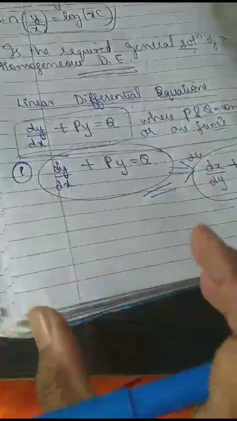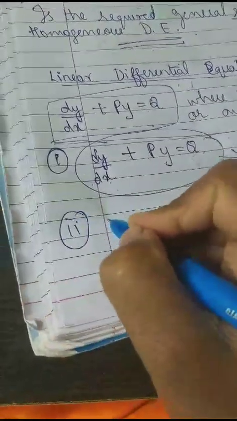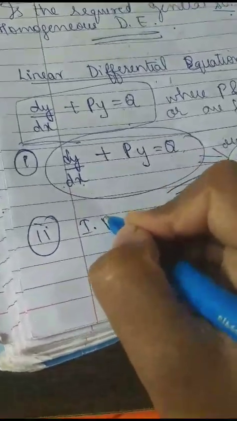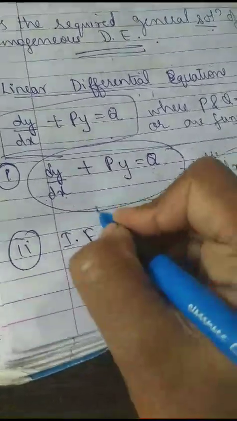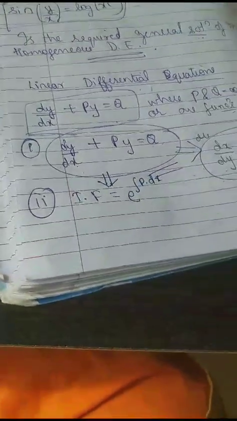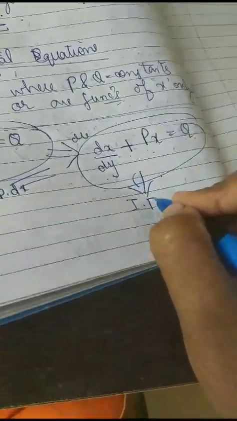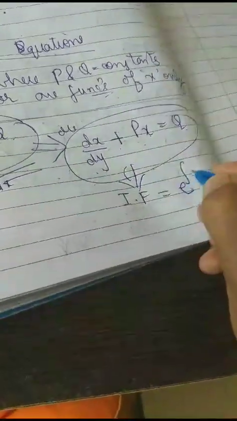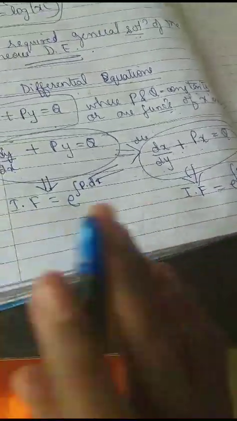Once I am ready with my standard format of linear differential equation, the second step is I will have to find something called the integrating factor, which is given by e to the power integration p dx for these kinds of differential equations. In case my differential equation is in dx by dy form, then my integrating factor will be written as e to the power integration p dy. x changes to y, y changes to x. That is the only difference when the differential equation is in the form of dy by dx or dx by dy.